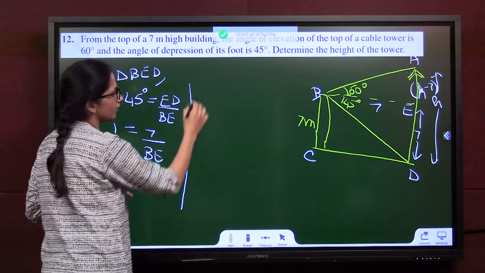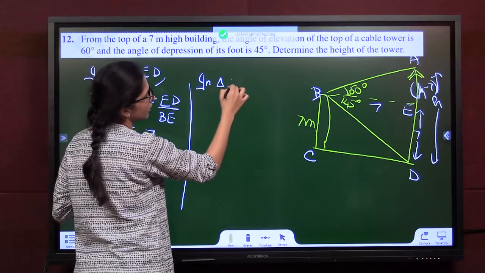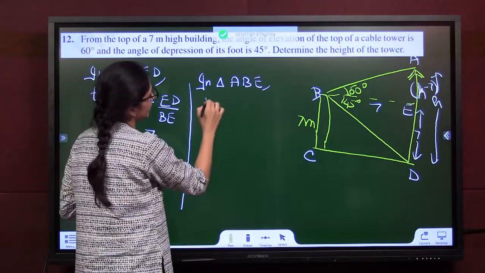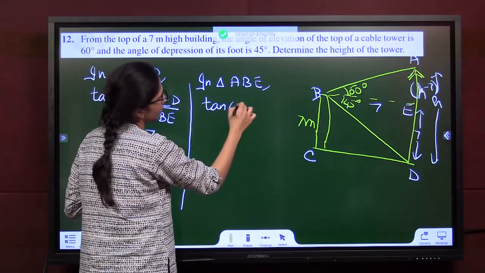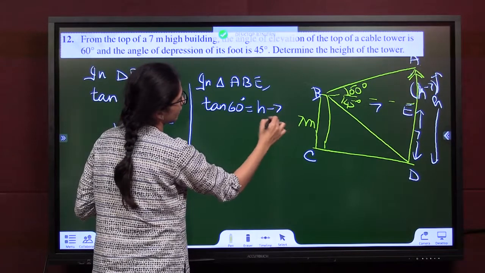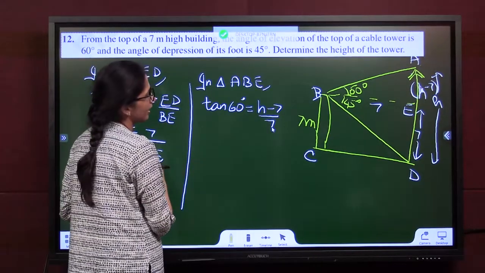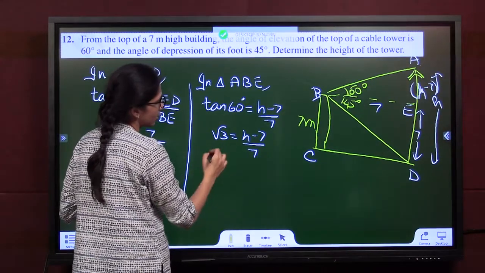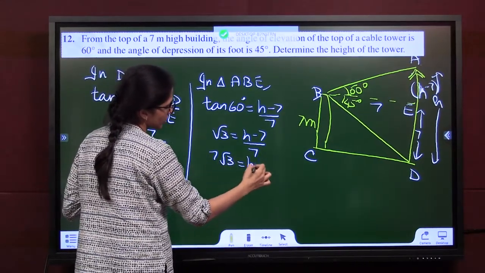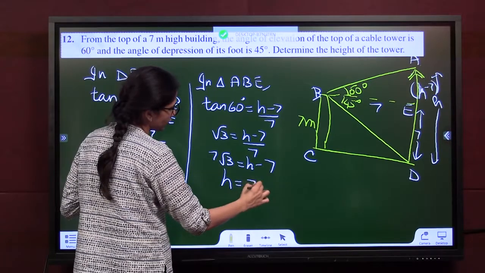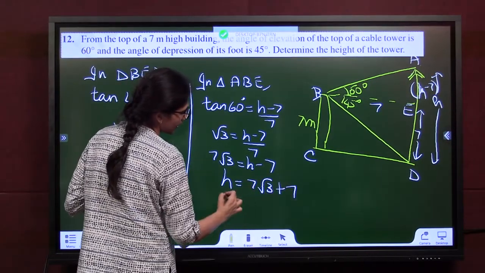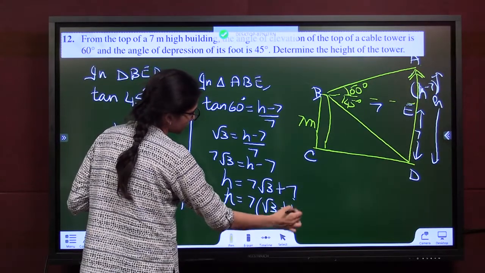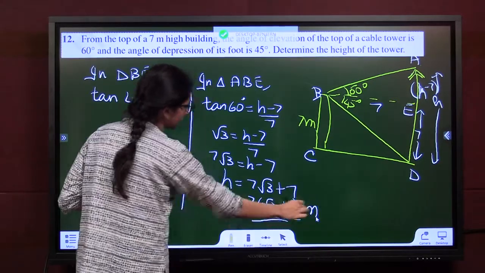Now take that triangle. In triangle ABE, what happens now? Tan 60 degrees is equal to H minus 7 by 7. Tan 60 degrees, root 3, is equal to H minus 7 by 7. 7 root 3 is equal to H minus 7. H is equal to 7 root 3 plus 7. Take 7 common. H is equal to 7 into root 3 plus 1 meters.